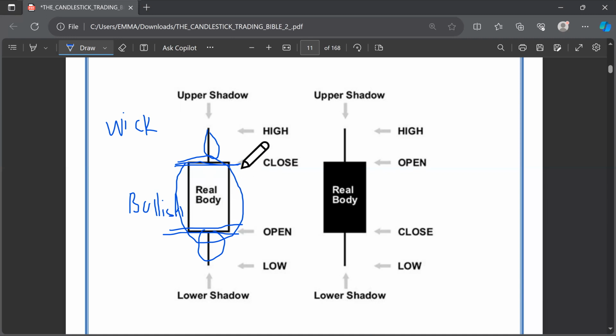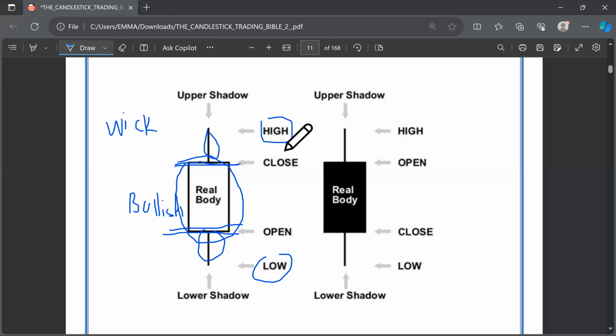The last parts we are going to look at are the high of that candlestick and the low of that candlestick. The high represents the topmost part of the upper wick, the highest price the candlestick moved to. In the same way, the low is the lowest price the candlestick moved to. So we have the upper shadow, the lower shadow, the real body, the opening, the close, the high, and the low. For a bullish candle, the price opens at the bottom and closes at the top.